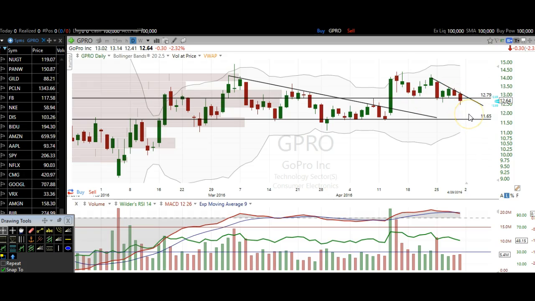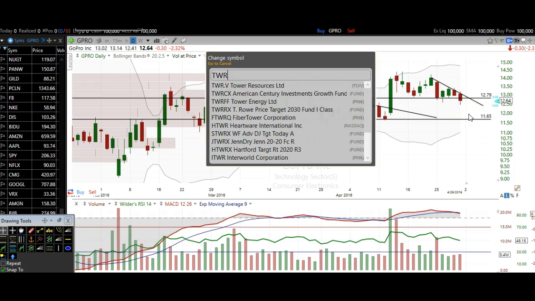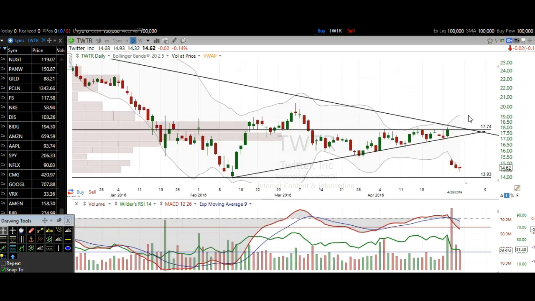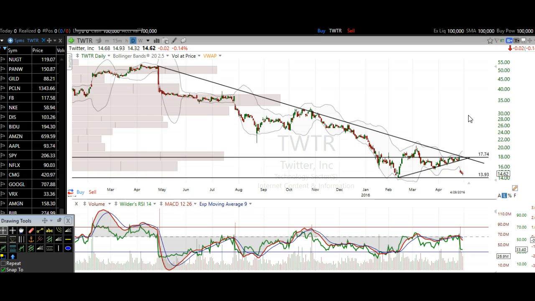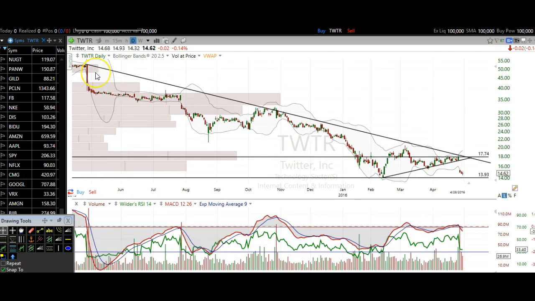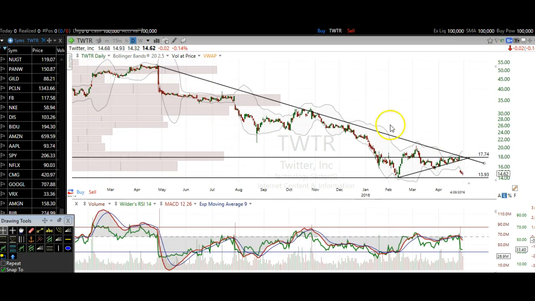Okay. Next, I'm going to cover Twitter. Twitter, we should not be surprised that Twitter is heading lower. They really got to surprise investors here on earnings and surprise them with some profit. And so far they have not done that. And most importantly, the chart is in a downtrend.